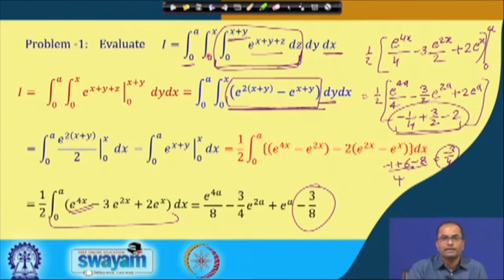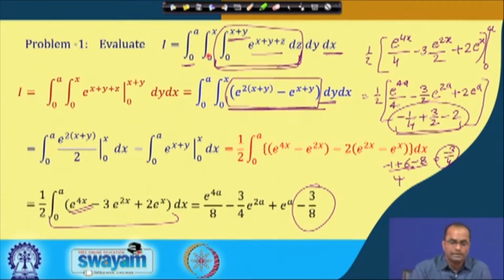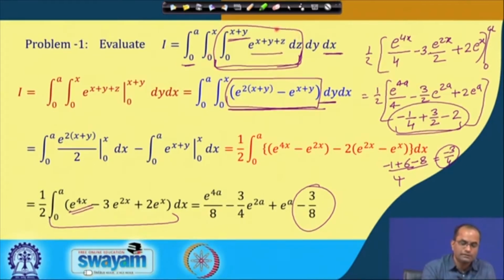So, we have to again iteratively solve the integrals, and then these become a single integral. So, first with respect to z, then with respect to y, and at the end with respect to x.